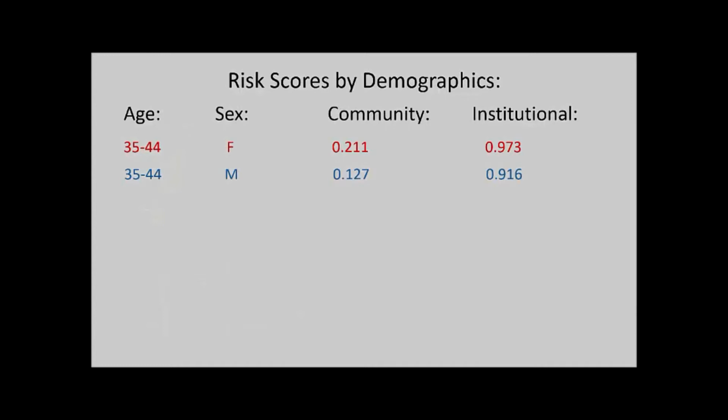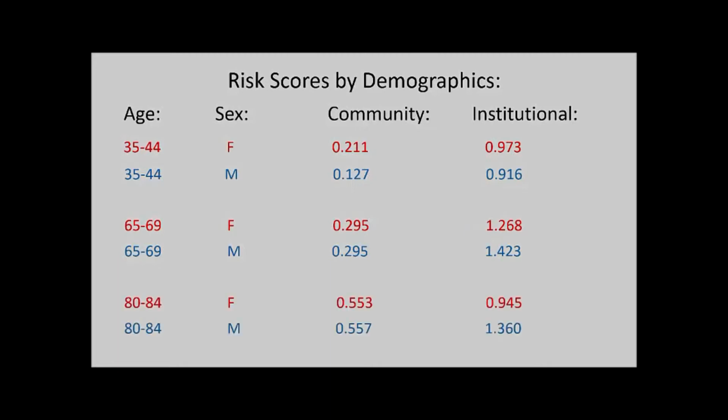Some risk scores we're just going to show you so that you can compare the difference between somebody who's young, male, female, whether they're in the community or they're institutionalized. So our first slide shows 35 to 44. Next is 65 to 69. The last is 80 to 84. And don't forget, there's an additional risk added onto these for patients on Medicaid and or who are disabled.